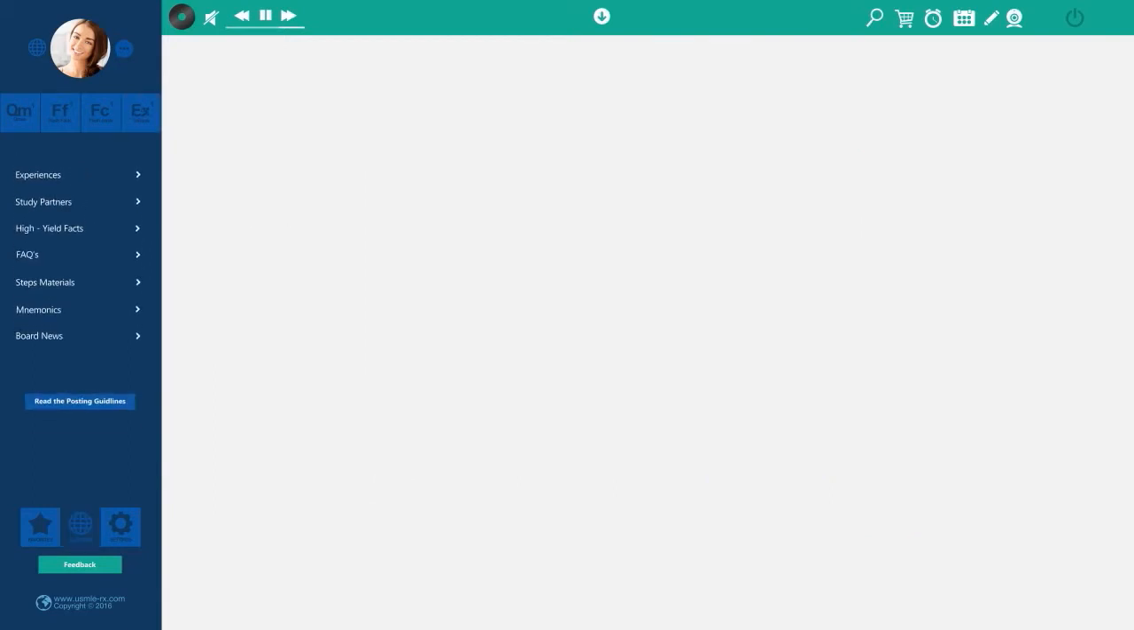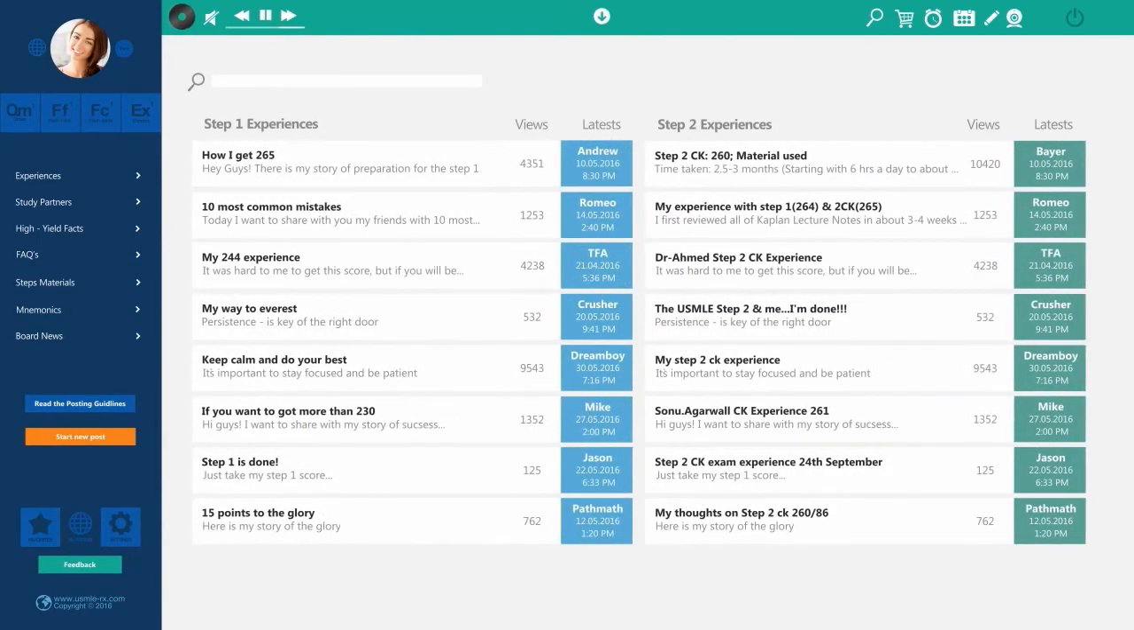Forum sections consist of training experience, study partner search, high-yield facts, questions and answers section, materials for preparation, mnemonics, discussion of board news. Simple interface without superfluous information prevents from digressing from learning.